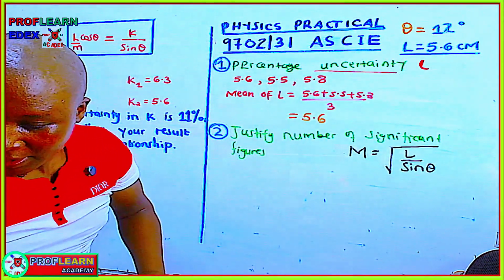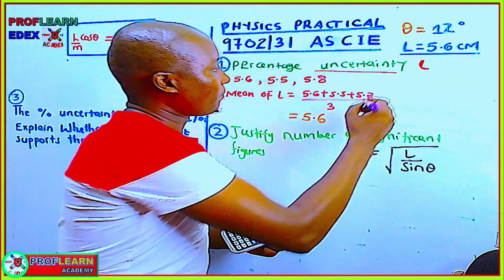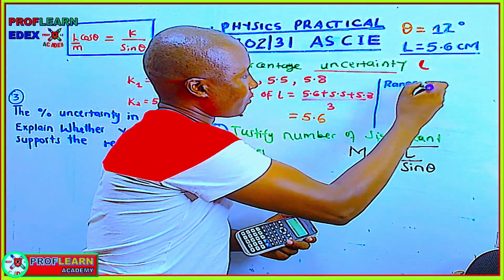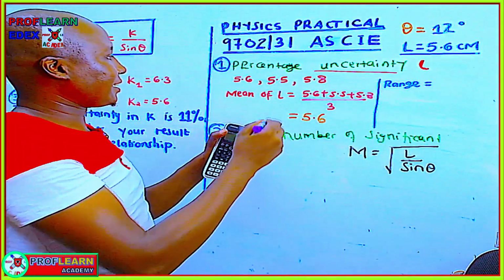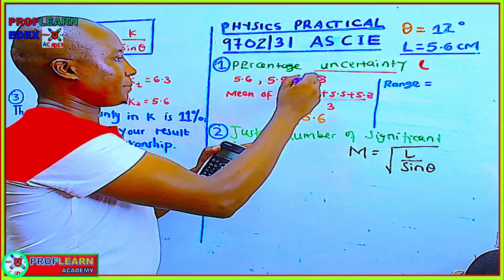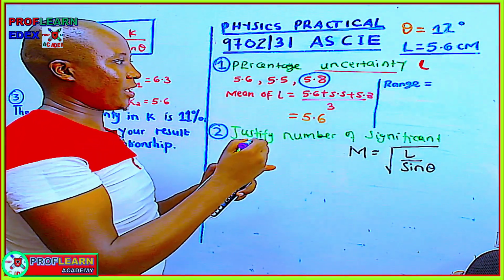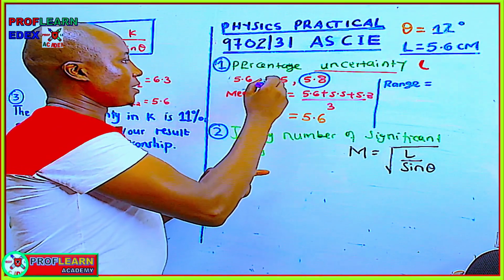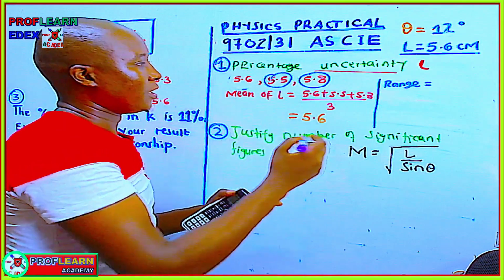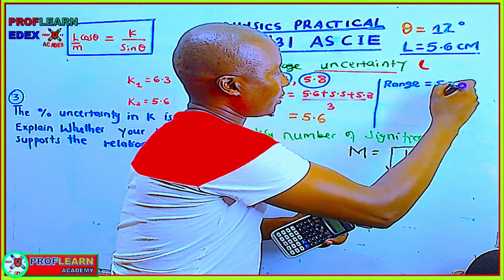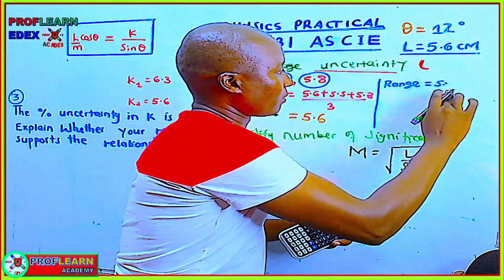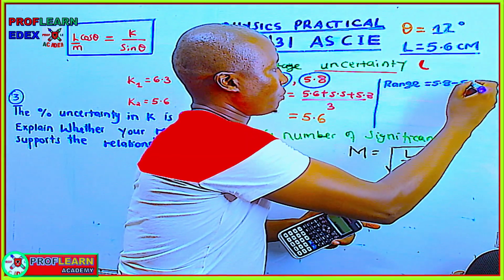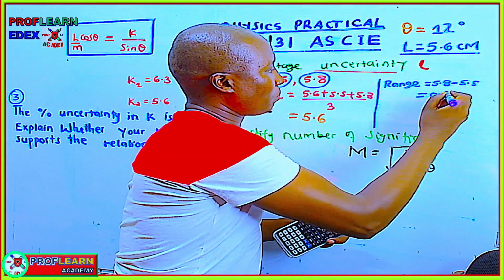That's the mean. The next thing we are going to do here is to work out the range. The range is going to be the largest number minus the smallest number. The largest number here is 5.8. The smallest is 5.5. So the range would be 5.8 minus 5.5, I'm going to get 0.3.